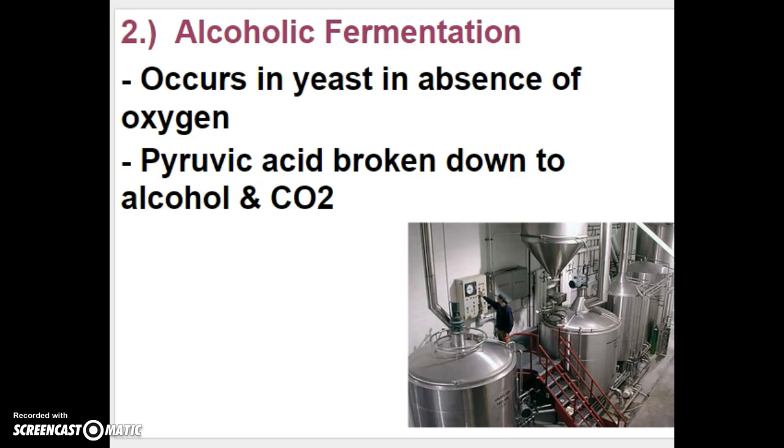Another type of fermentation is alcoholic fermentation. This occurs in yeast. Yeast are little single-celled organisms. They are living. And what they do is they will produce alcohol and carbon dioxide if there is no oxygen present where they are residing. So this is a process that is used to make beer and wine and other types of alcohol.